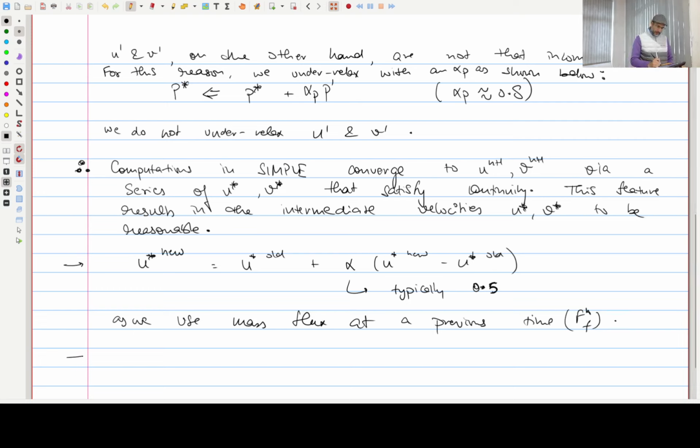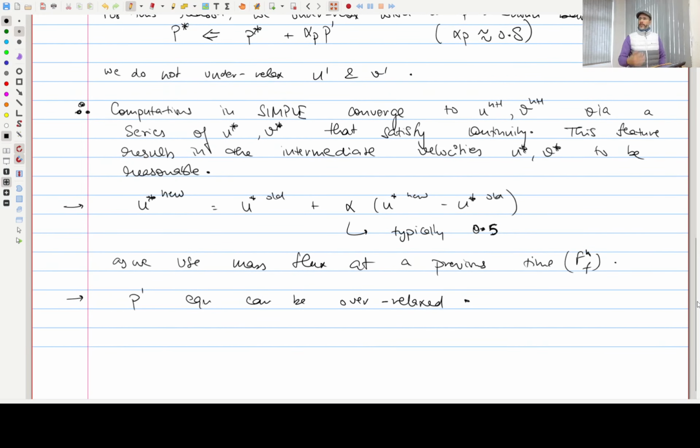The pressure Poisson equation that we have can be over-relaxed. It's an elliptic equation, as we have discussed in the past for our heat conduction equations also. So P prime can be over-relaxed to enhance the speed of convergence. So these are useful tips that you can put into use if you start implementing these things in the future.